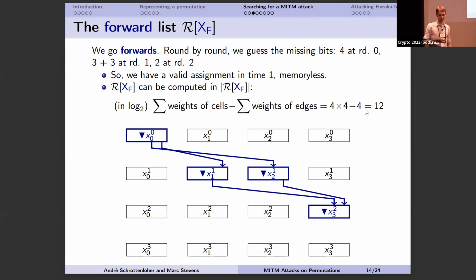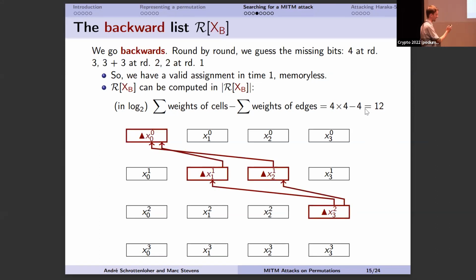That's the forward path. Now for the backward path, I just took the same slides and I changed the colors because we can do exactly the same thing, but in the other direction. Now we go back. If we want to find all valid assignments for these 4 cells here, taking into account the relations, we just start from the last one, and then we go backwards round by round, each time guessing what we need. And of course, in the end, we can obtain like this all the possibilities for the backward path.